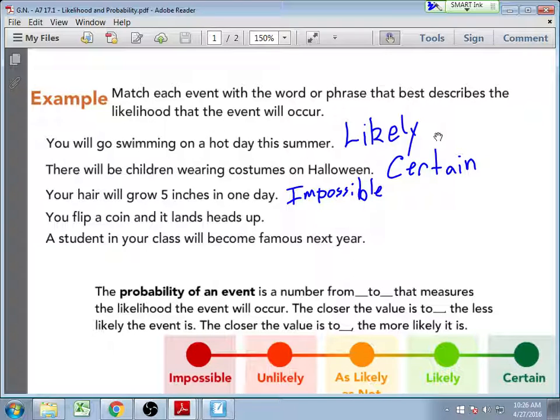You will flip a coin and it will land heads up. Pranav? 50-50. Yeah. As likely as not, or 50-50. Make certain you know this is not a minus. It's a dash, right? Hyphen.